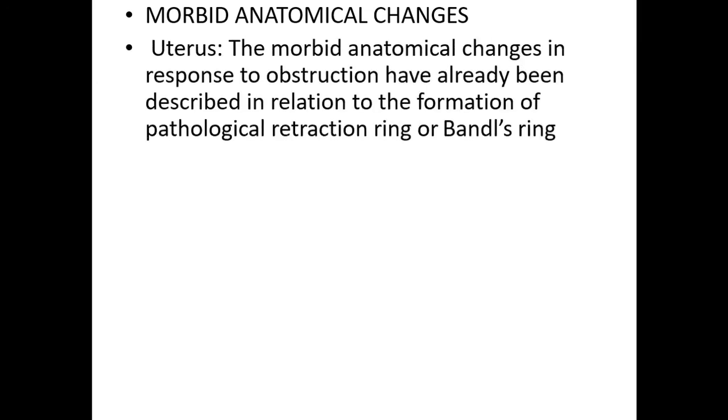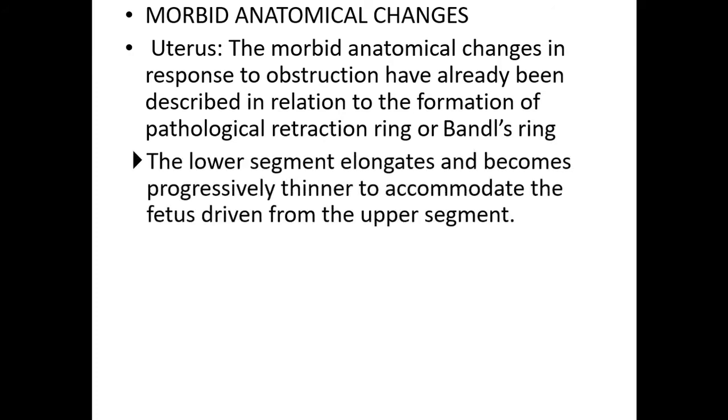We can see the morbid anatomical changes that take place during obstructed labor. The first is the uterus. The morbid anatomical changes in response to the obstruction have already been described in relation to the formation of pathological retraction ring. We have seen it in the last video on abnormal uterine action. The lowest uterine segment elongates and becomes progressively thinner and accommodates the fetus driven from the upper uterine segment. The thing we have to keep in mind is that in obstructed labor, the contraction will be normal. As time goes, the contraction will become more and more severe.